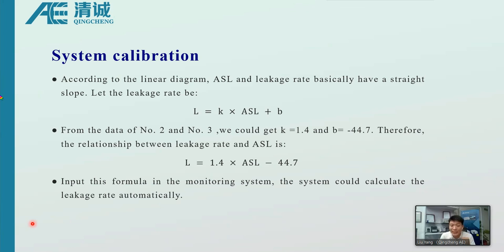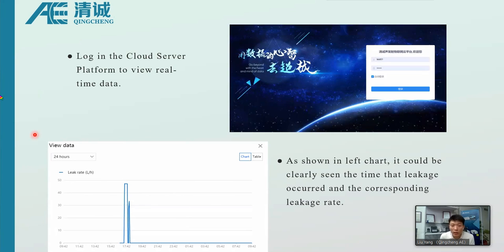Then the system could calculate the leakage rate automatically. Then we could log in to the cloud server platform to view real-time data. As shown in the left picture, it could be seen clearly the time that leakage occurs is here, and the corresponding leakage rate. It's about 47 something, and the time is 17:42.